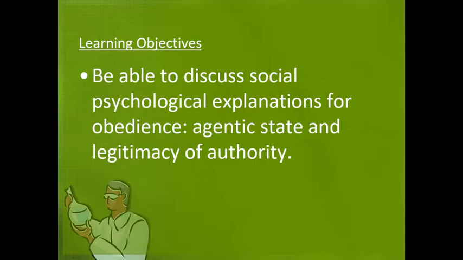This is A-level psychology. This is social influence. And in this video, we're looking at explanations for obedience, which is on pages 19 to 20 of your booklet. And we're looking at what's called social psychological explanations. There are two of them: agentic state and legitimacy of authority.